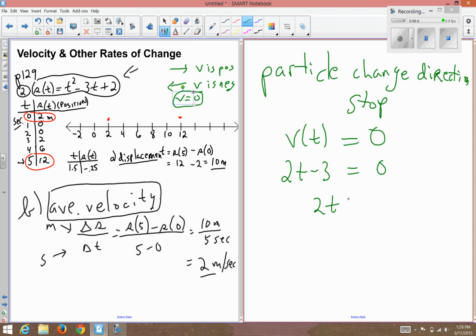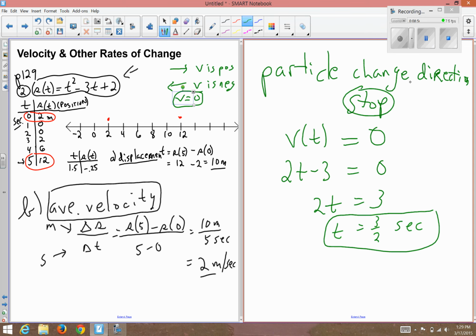Add 3 to both sides. Divide both sides by 2. t equals 3/2. t is measured in seconds. This is the time when the velocity is 0, meaning the particle stopped. If something's going 0 meters per second, it's stopped. It's stopping so that it can change direction.